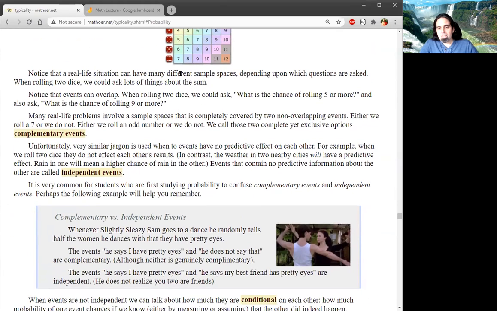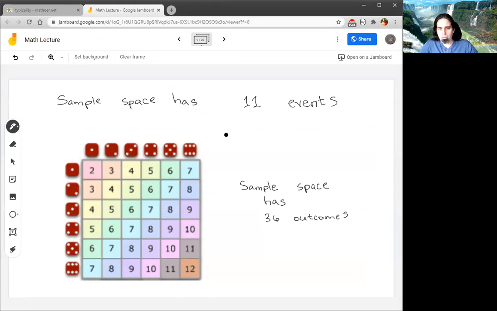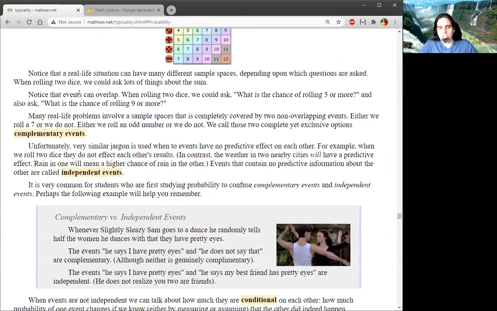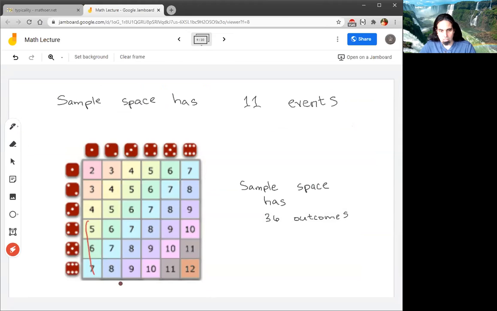Notice that real life situations can have many different sample spaces. We could ask lots of things about the sum. So on this slide, the sample space was about adding 2 dice together, but we could do things like ask whether we roll an odd number, and just change how 2 dice works. Notice that events can overlap. If we ask, what's the chance of rolling 5 or more? That overlaps with what's the chance of rolling 9 or more. The 5 or more is a bigger area that overlaps the 9 or more area.